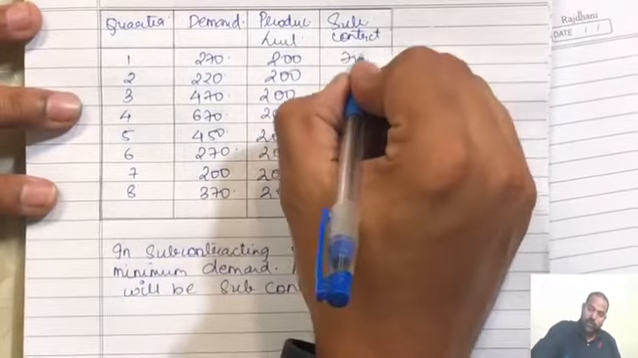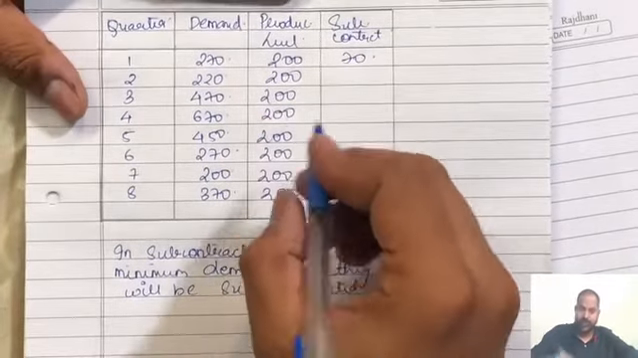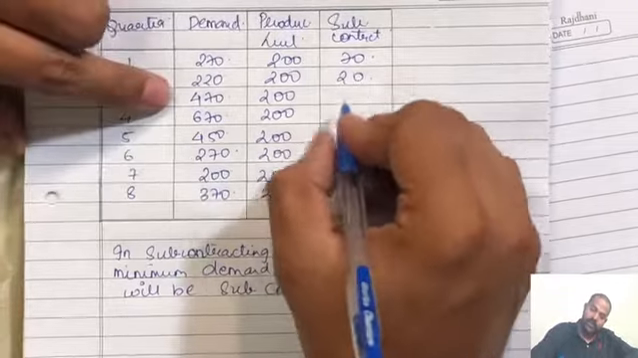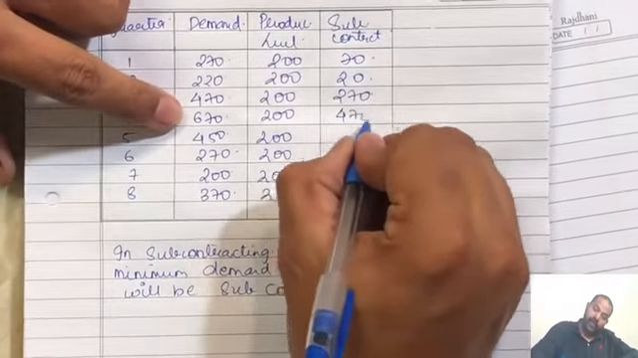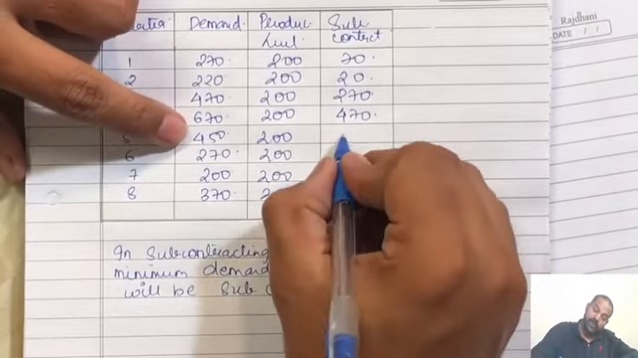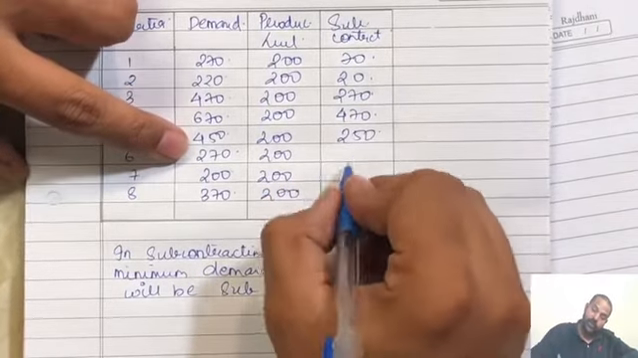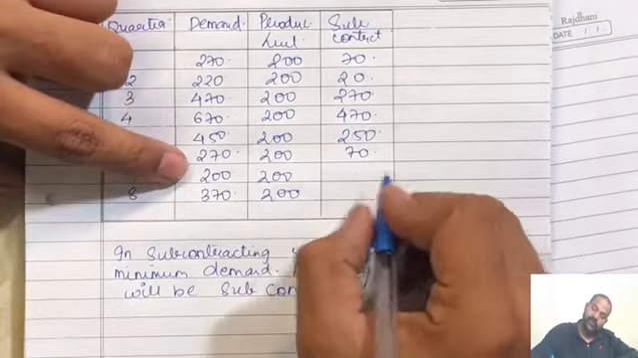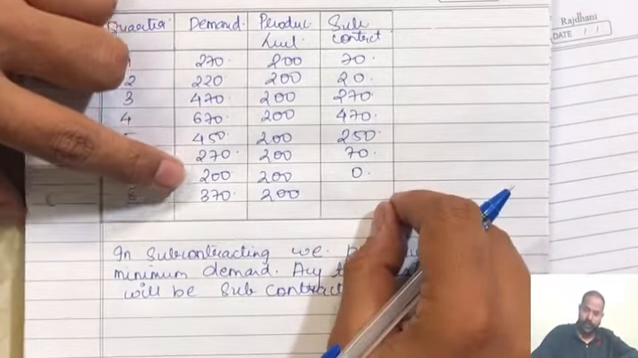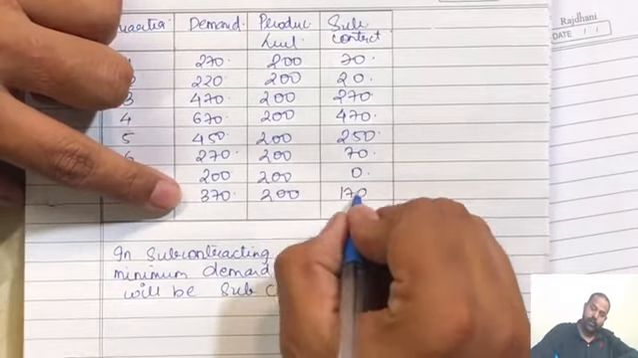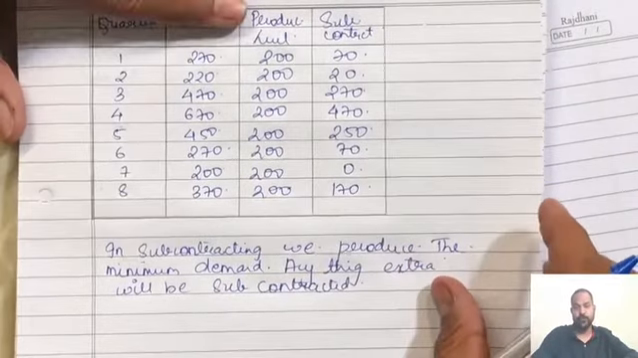Here I am going to subcontract 70 units because I need 70 more. Here 20 units. Here I am going to subcontract 270 units. Here I am going to subcontract 470 units. Here I am going to subcontract 250 units. Here I am going to subcontract 70 units. Here I don't have to subcontract because I am producing exactly to meet demand. And here I am going to subcontract 170 units.